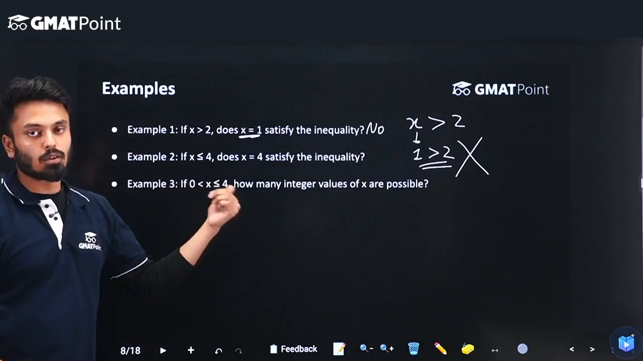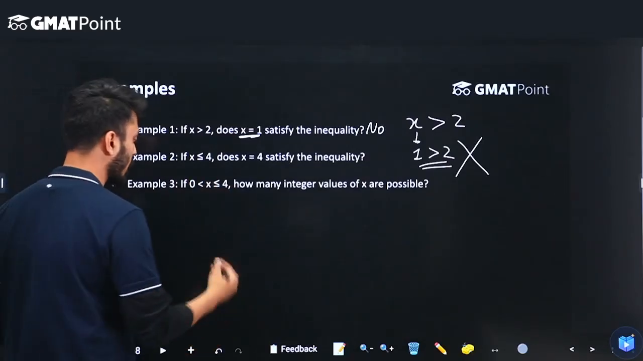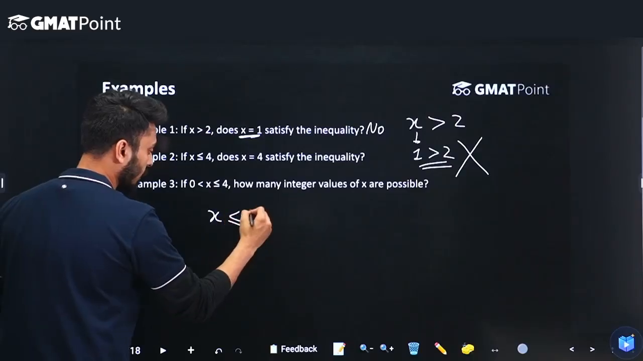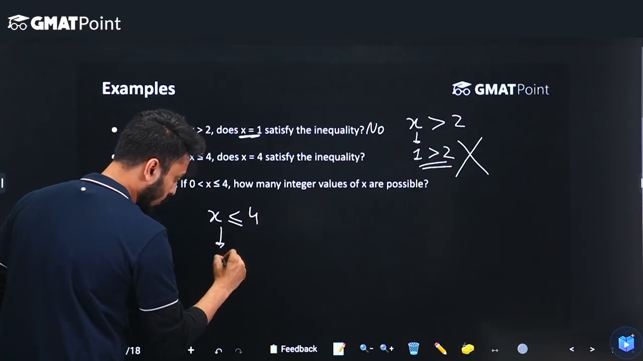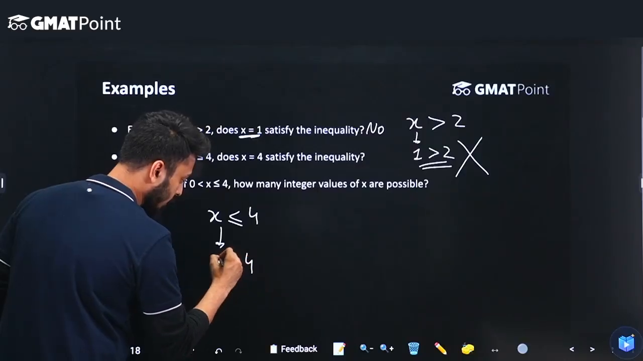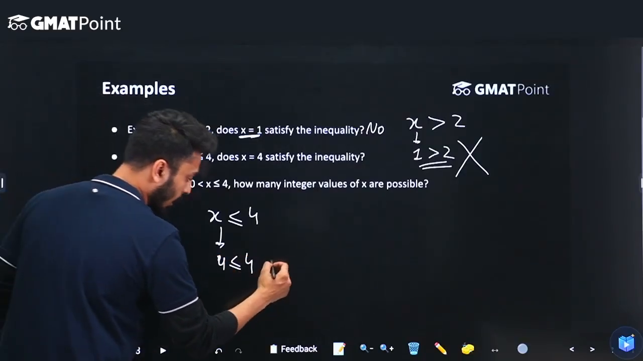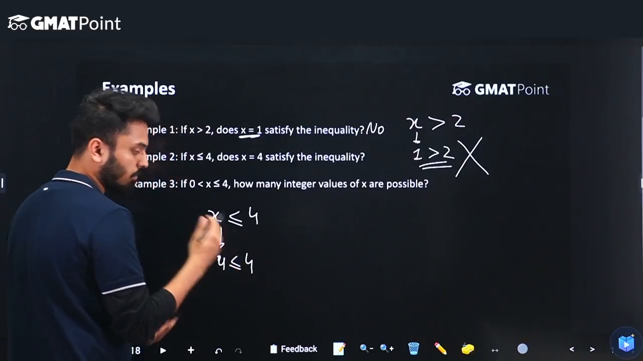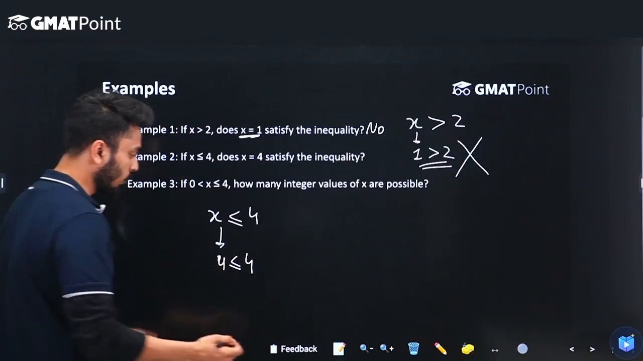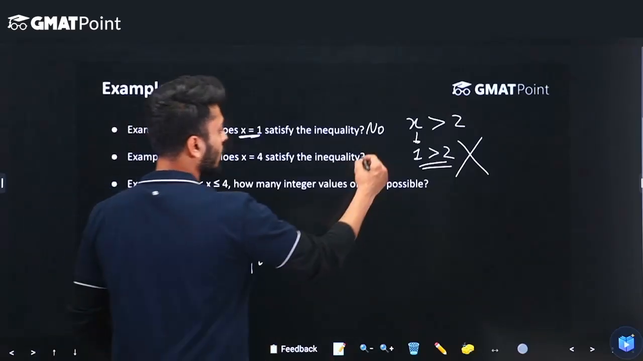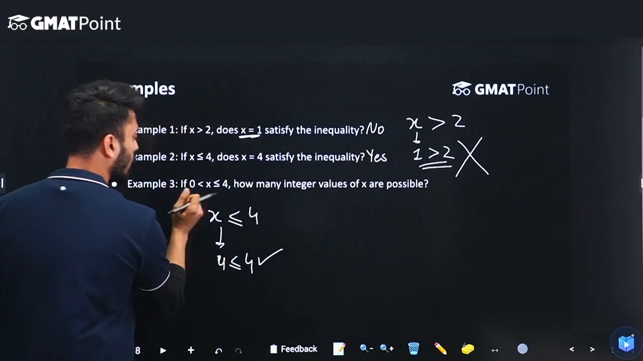If x is less than or equal to 4, does x equal to 4 satisfy the inequality? Well, we have seen that in the case of less than or equal to, if I was to simply put x equal to 4 here, I would get this. And as we saw before, less than or equal to allows for the quantity on the left to be equal to the quantity on the right, which means 4 equals 4 is a valid inequality. And this gives us that yes, it does satisfy the inequality.